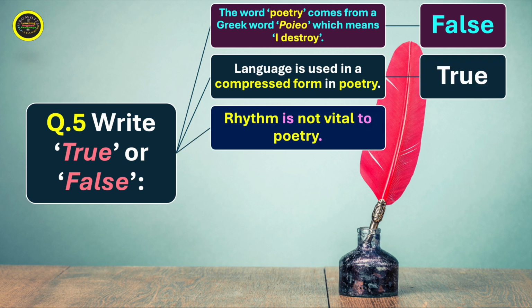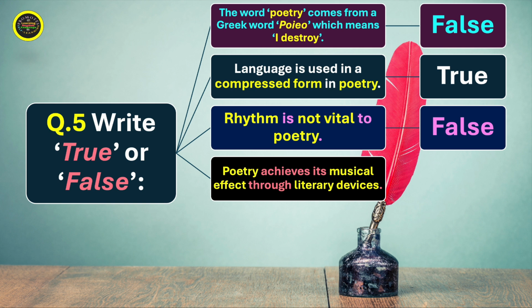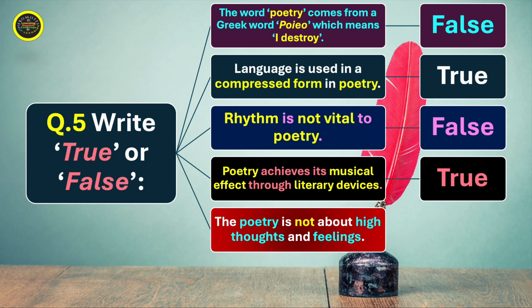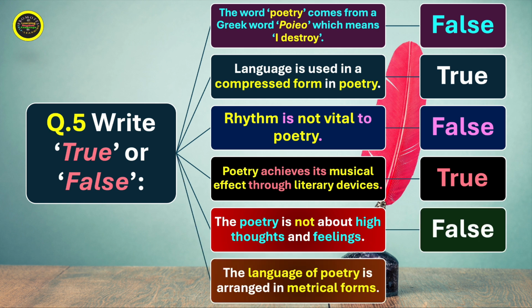Rhythm is not vital to poetry. False. Poetry achieves its musical effect through literary devices. True. The poetry is not about high thoughts and feelings. False. The language of poetry is arranged in metrical forms. True. We have some more questions related to this.